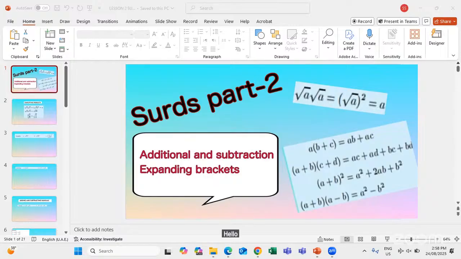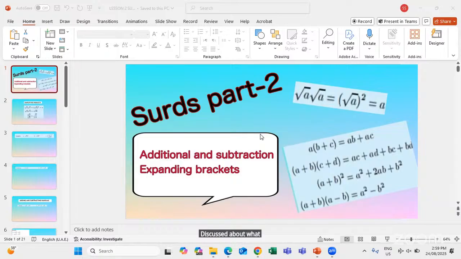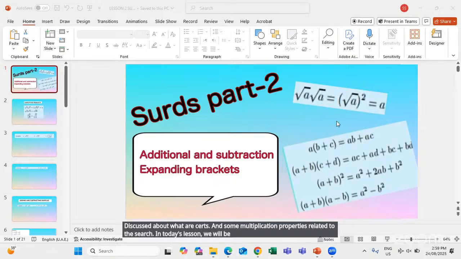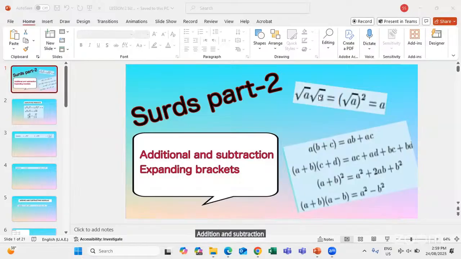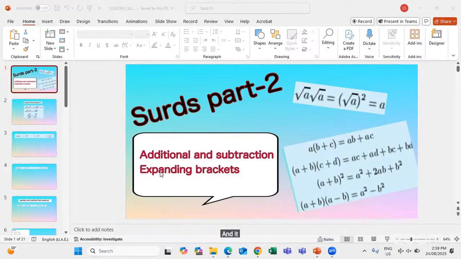Hello everyone. This is the second lesson on the topic Surds. In the first lesson, we discussed what surds are and some multiplication properties related to surds. In today's lesson, we will be focusing mainly on addition and subtraction in surds, and one multiplication property was left, so we will be discussing that as well, and it will be followed by expanding brackets which involve surds.